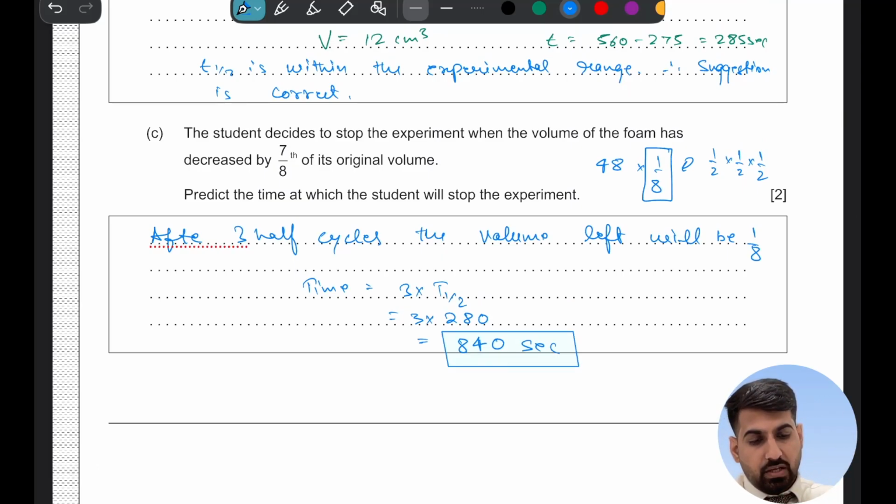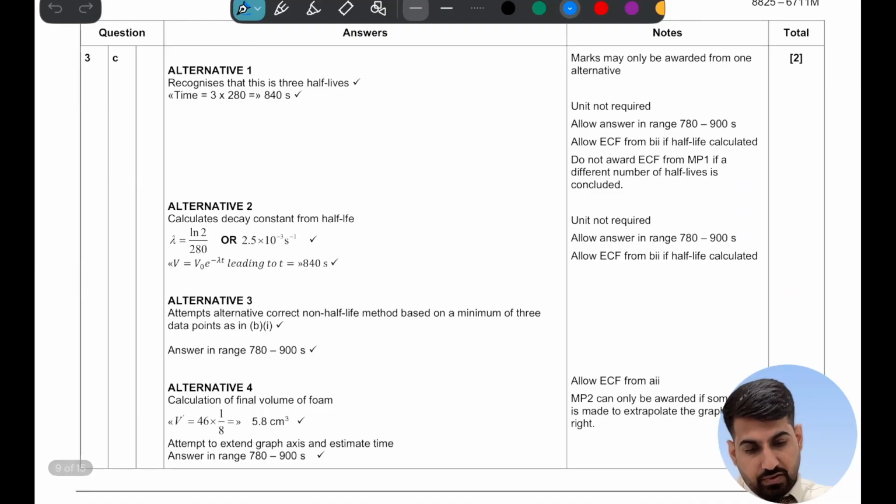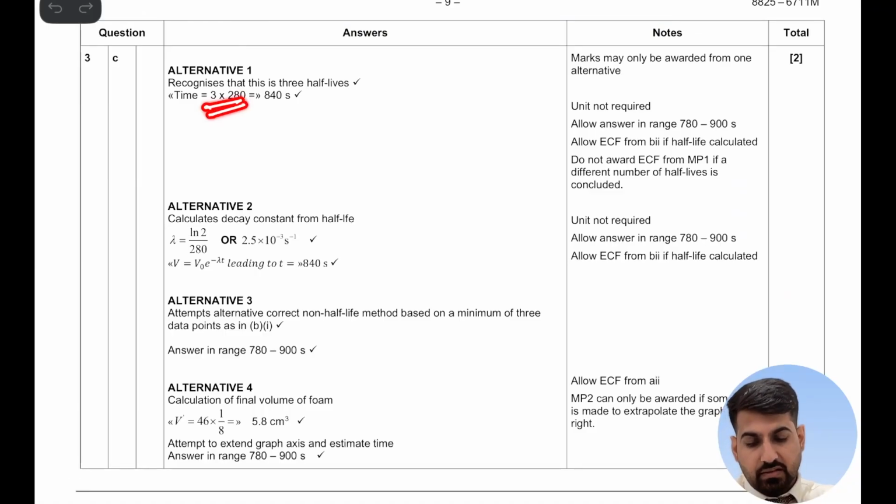So let us see what the marking scheme says. Yeah, so there are different ways to solve it. The best is considering the three half-lives. If your answer is approximately in the range of 780 to 900, that is acceptable. So we have taken the average of our half-life. One was 275, one was 285. So I take the middle value, which comes out to be 280. So 280 times 3 is 840 seconds. So that's the answer for your part C.